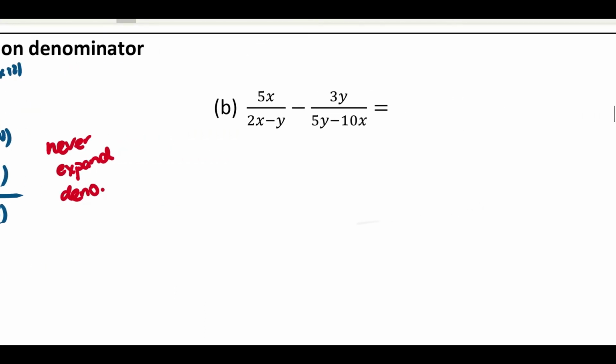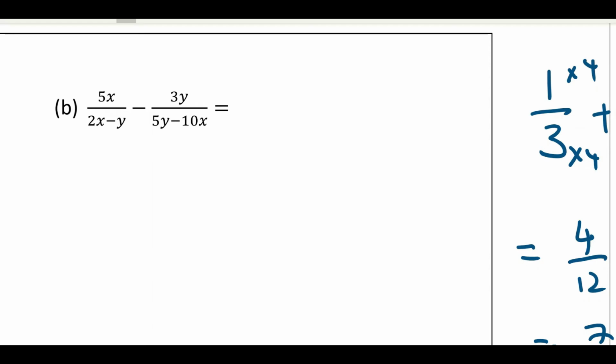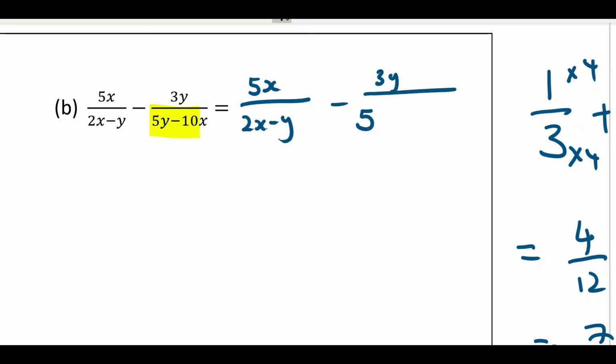But if you go to this denominator, again, whenever you see an algebraic term that has two terms or more, see whether they can factorize or not. Can factorize? You can. 5x over 2x minus y minus 3y over, take out 5, y minus 2x. Yeah? Okay? Now, they are related. 2x minus y and y minus 2x, they are related. See sec 1 from this factorization by grouping.